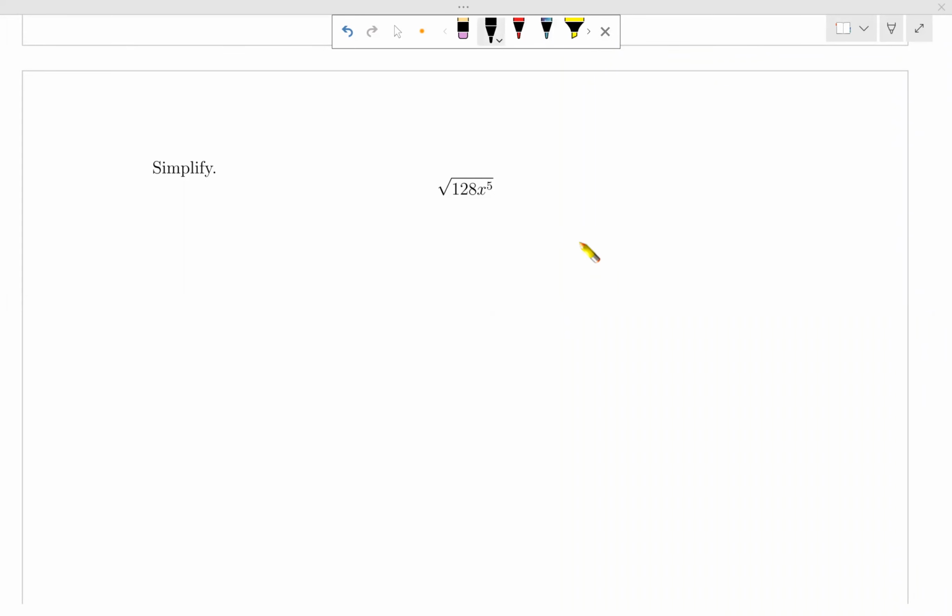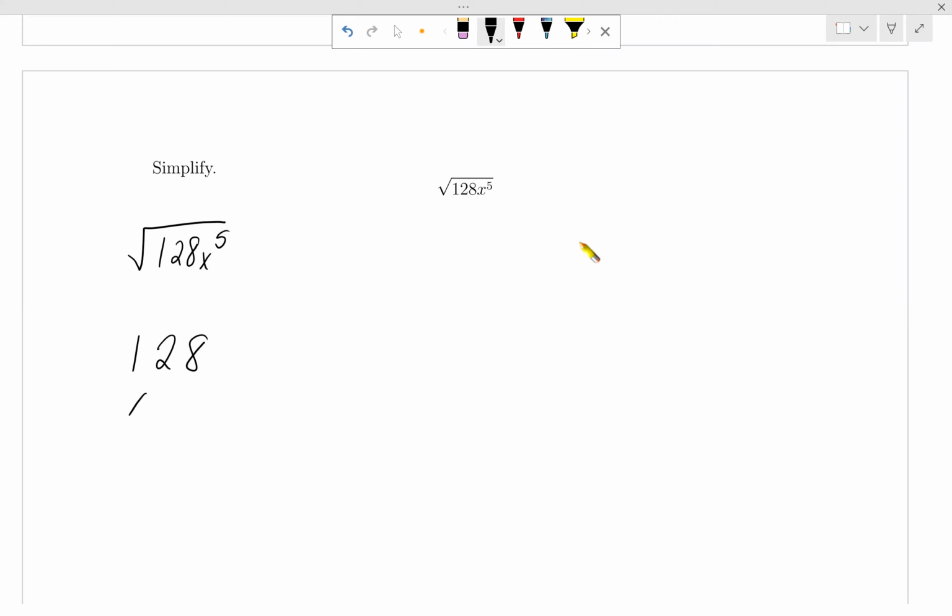Hey, so we have this problem and it says simplify this expression. Our expression is the square root of 128 x to the fifth power. The first thing I'm going to do is look at 128 and see what that factors into, to see whether or not I can pull some stuff outside of the square root.